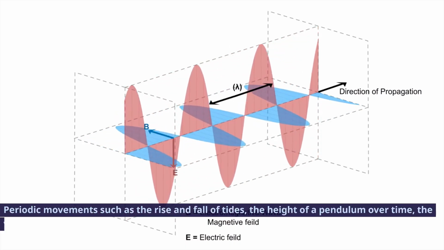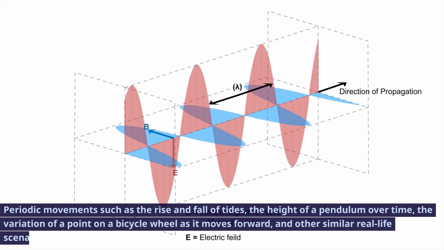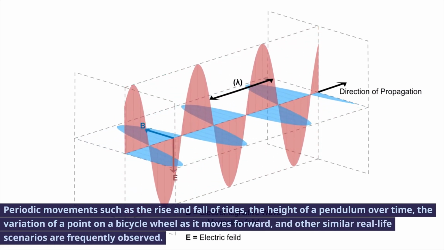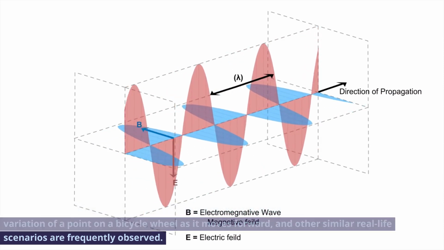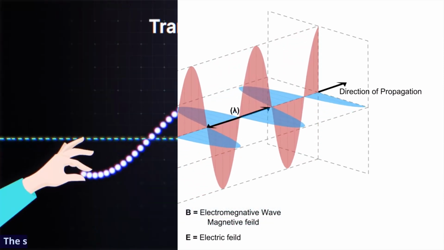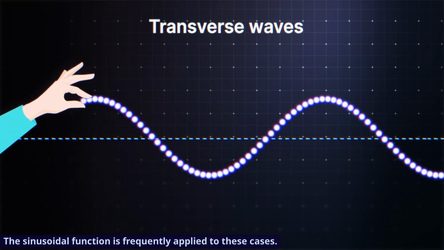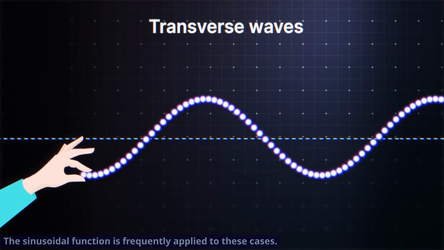Periodic movements such as the rise and fall of tides, the height of a pendulum over time, the variation of a point on a bicycle wheel as it moves forward, and other similar real-life scenarios are frequently observed. The sinusoidal function is frequently applied to these cases.